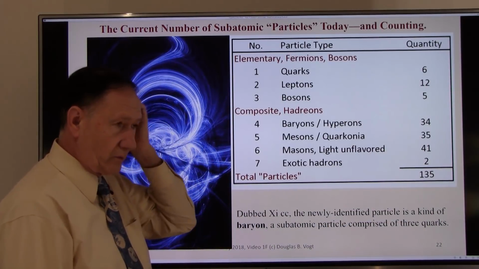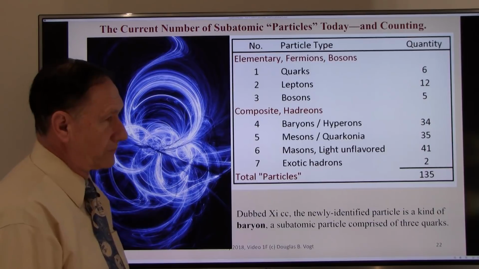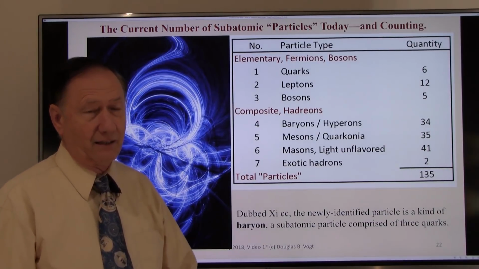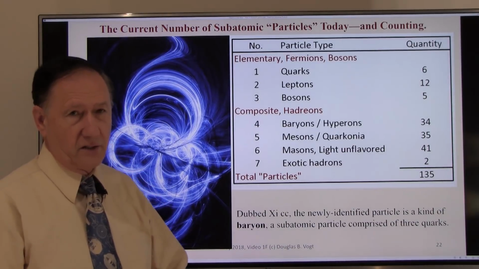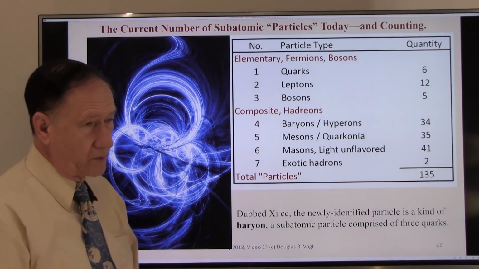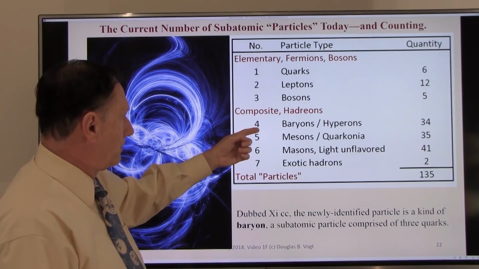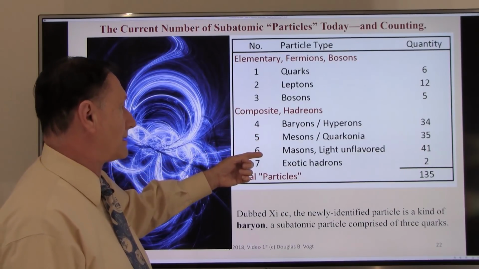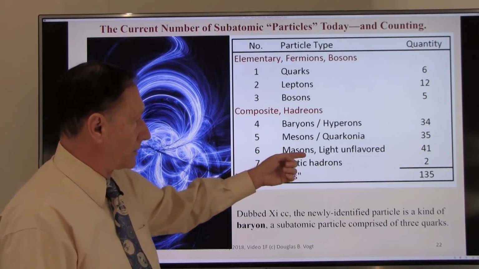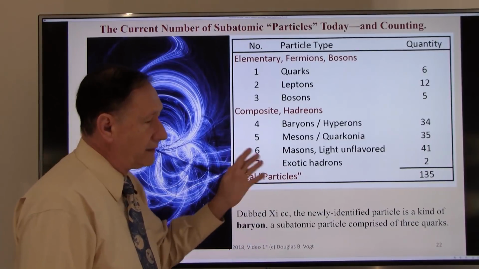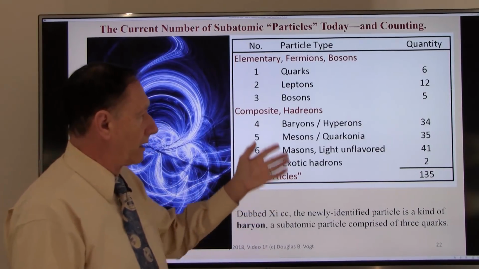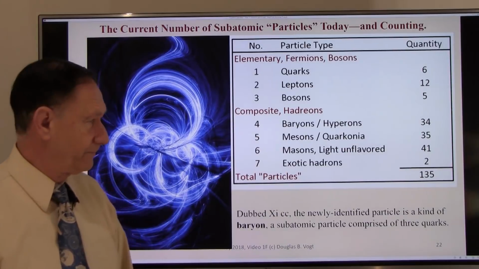Now, in there are included protons and neutrons, which I showed you a few minutes ago. They may not exist, or you've got a center modulation point, and what we call it is just not right. Quarks, leptons, bosons, baryons, mesons, light unflavored, which was surprising, and 41 exotic. I did not include the theoretical. I could add another 25 or 30 onto this.